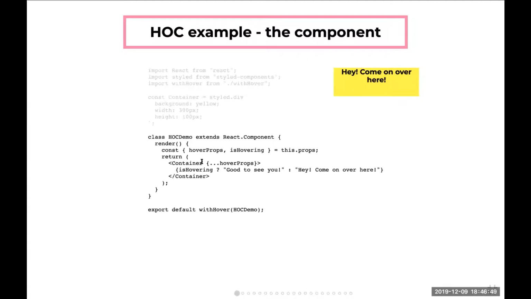I've created a demo component. I have a with hover HOC that I'm attaching to it. And because I've wrapped this underlying component in with hover, I get some props that come out the other end. So I have hover props and I have is hovering. And the hover props go on a DOM element that waits for you to hover over it. So when I go over there, it says, good to see you. And then the is hovering, it's actually maintaining some state internally inside that wrapper.